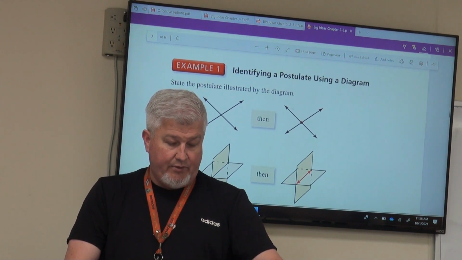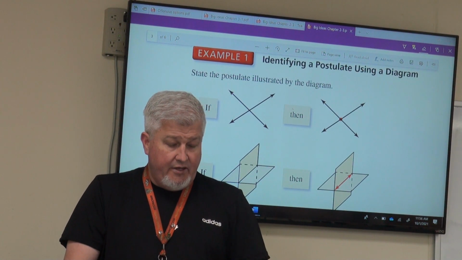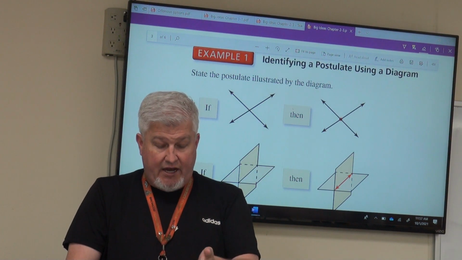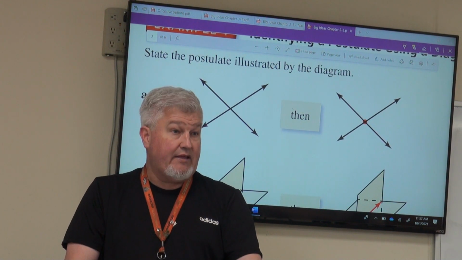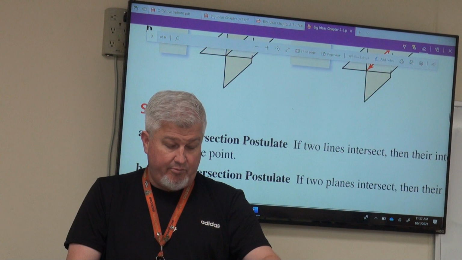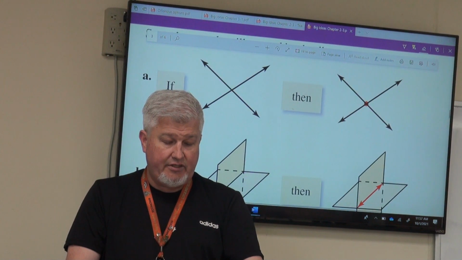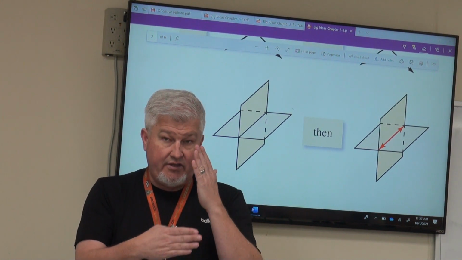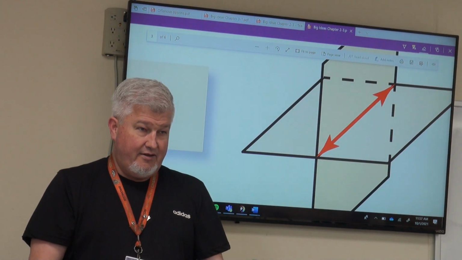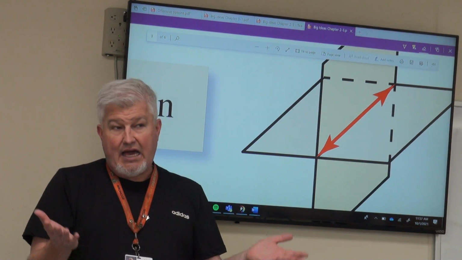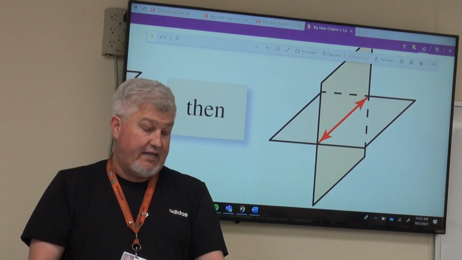So, here are some examples. State the postulate illustrated by the diagram. The 2 lines cross, and you see the red point they form. Which postulate is that? I believe that is the line intersection postulate. It is indeed. Where 2 lines intersect, they form 1 point. Letter B, if these 2 planes intersect, then they form what's in red. Sophia, what is that in red? A line. So this is the plane intersection postulate, where 2 planes intersect, they form a line. That's all that's involved in that.